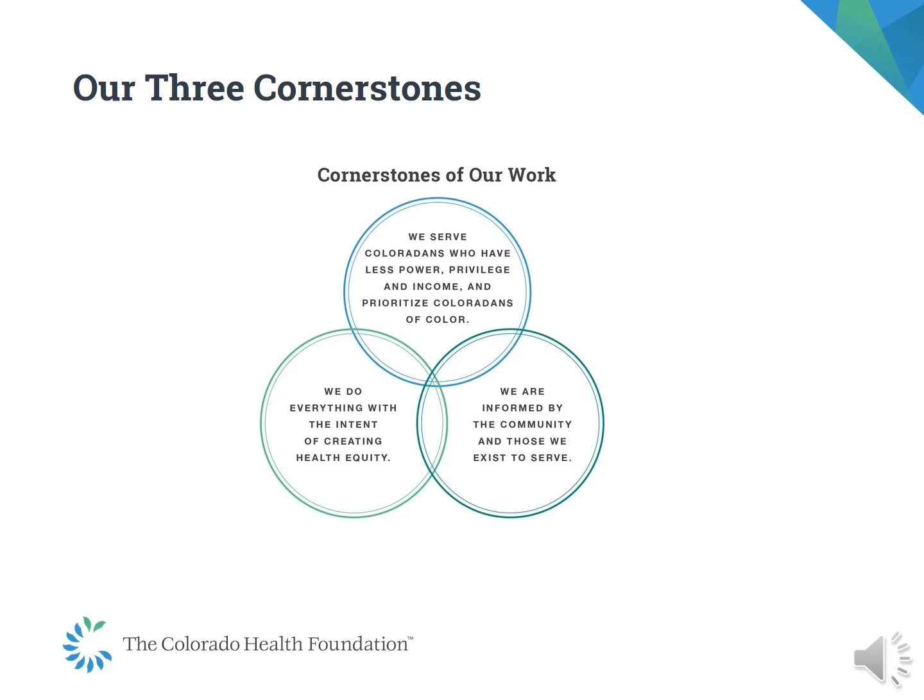Racial justice, dismantling and/or shifting conditions that are intentionally and unintentionally racist, is the key pathway in our work to achieve health equity. It is essential that every step we take creates fair opportunities for people whose health is furthest from reach. This is why our work, and that which we expect in the work of our partners, is rooted in three cornerstones. First, serve Coloradans who have less power, privilege, and income, and prioritize Coloradans of color. Two, do everything with the intention of creating health equity. And three, be informed by the community and those we exist to serve.